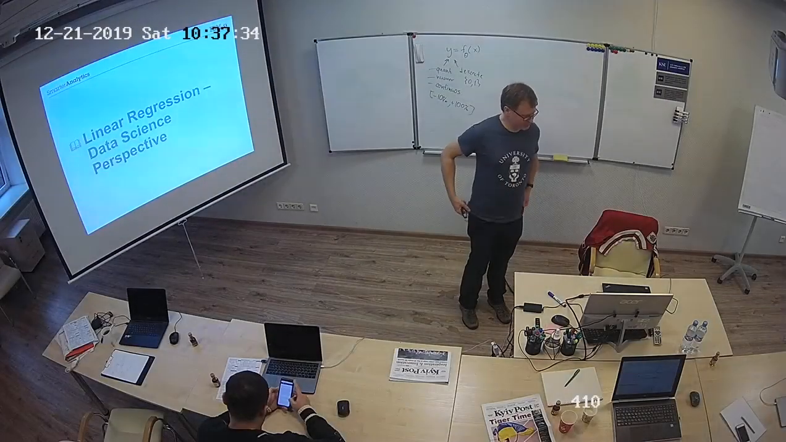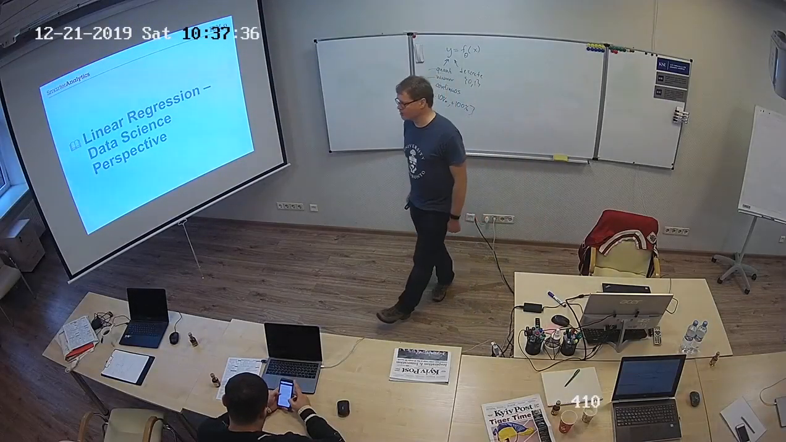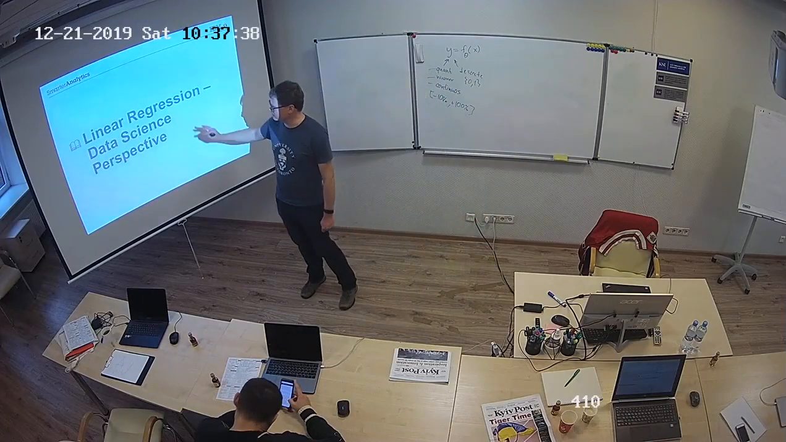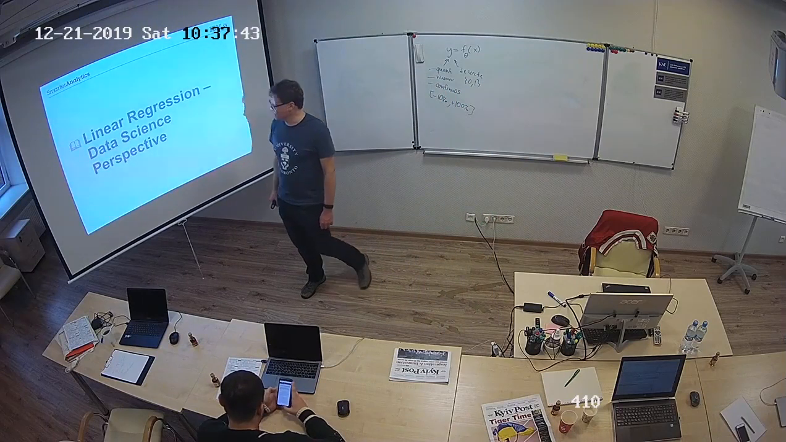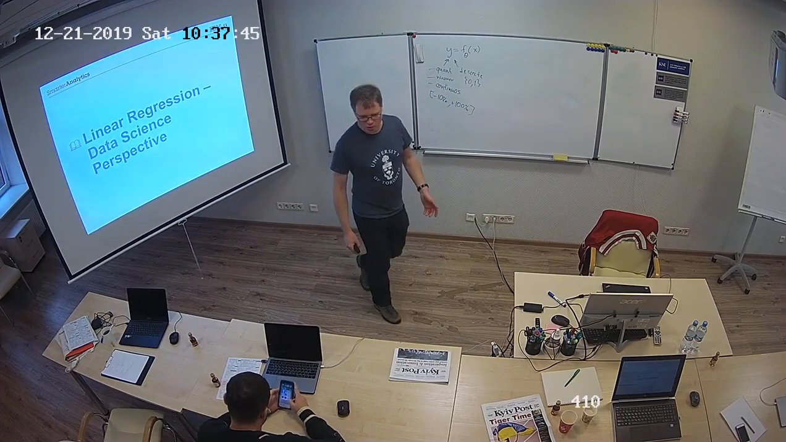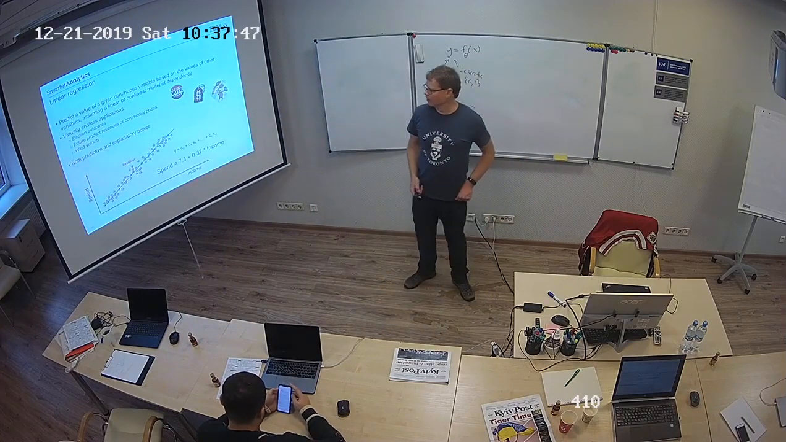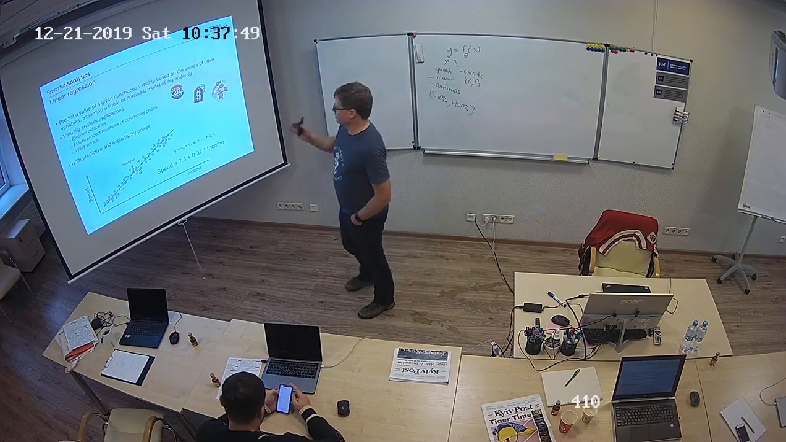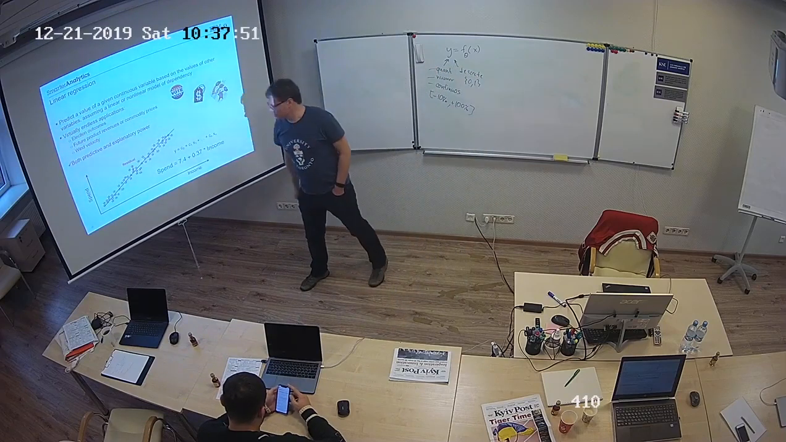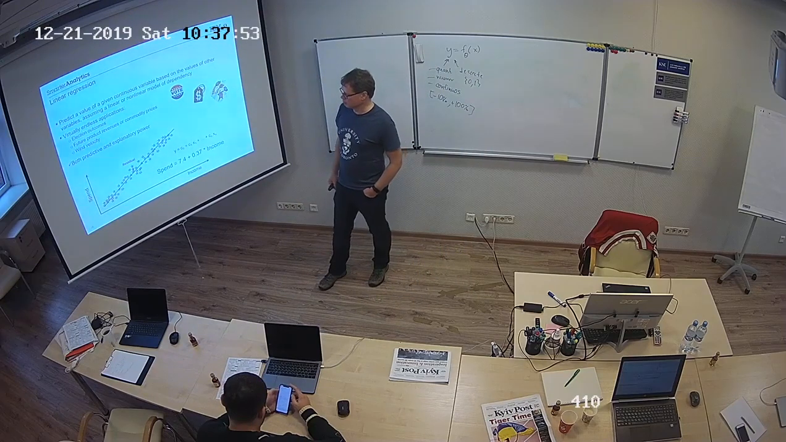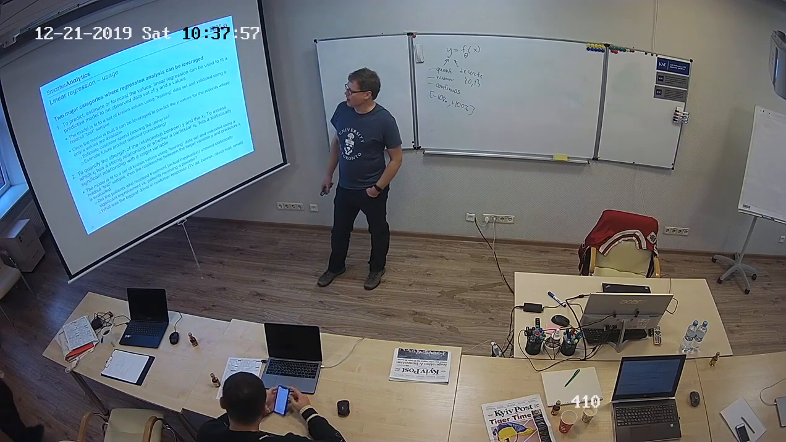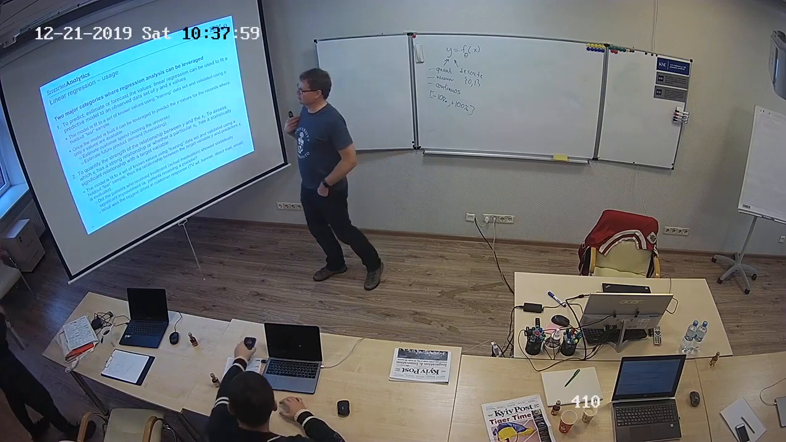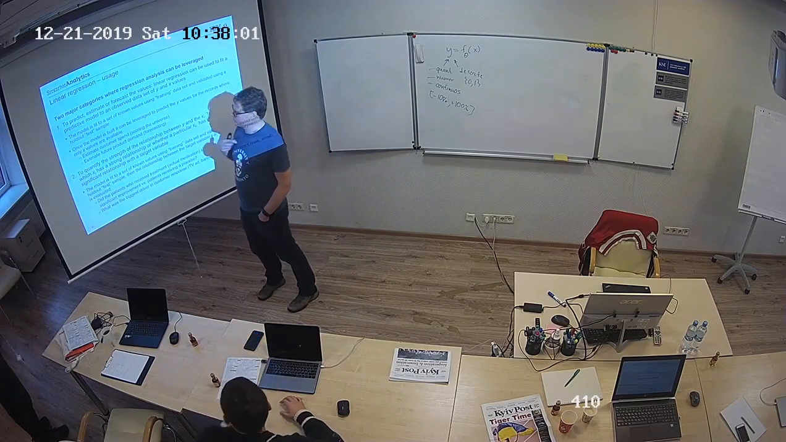Let's continue. So we talked about linear regression from a statistical perspective. Now we'll briefly talk about linear regression from the data science perspective, and from the machine learning perspective. Again, essentially in linear regression we are trying to build a linear trend in our data, and there is a twofold usage of linear regression.